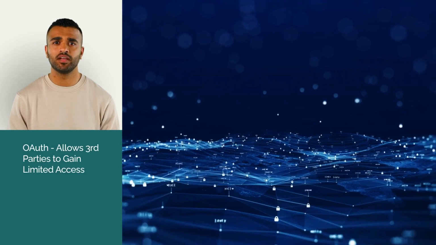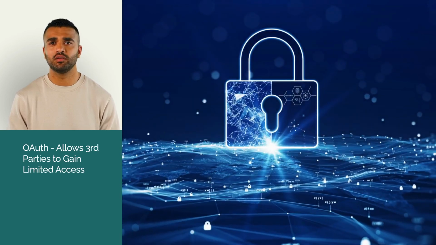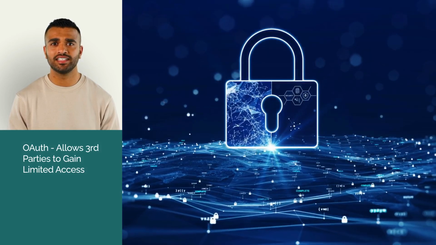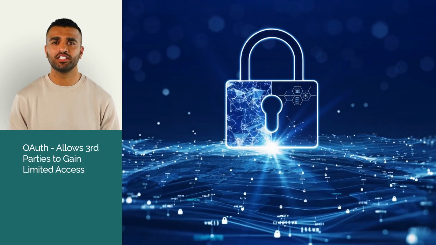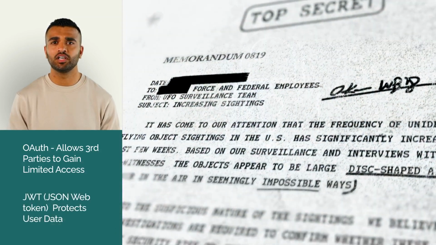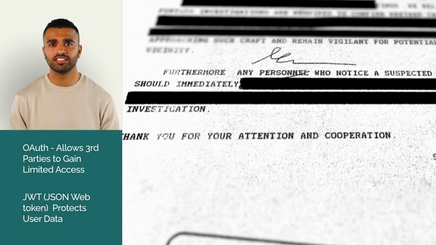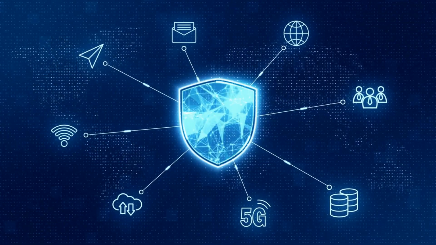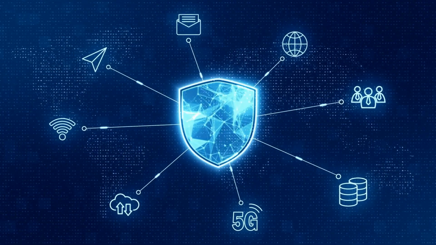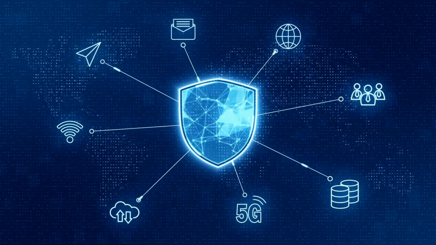OAuth is crucial for API security testing as it provides a secure authorization framework, allowing third-party applications limited access to user data without sharing credentials. JWT, JSON Web Token, secures API communications by transmitting authentication data via digitally signed, tamper-proof tokens. This protects the integrity and confidentiality of the user's information during transactions or interactions with APIs.